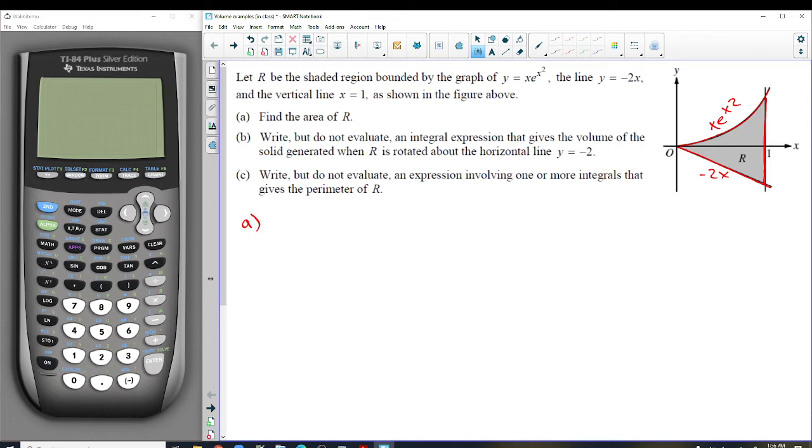So A is top minus bottom. So to find area, it's going to be the integral from A to B of just top minus bottom, dx. If it's top minus bottom, it's going to be dx. Right minus left is going to be dy. So we have integral from 0 to 1 of x e to the x squared minus negative 2x, so plus 2x in this case. This is not the calculator problem.